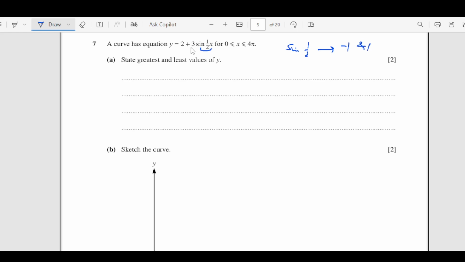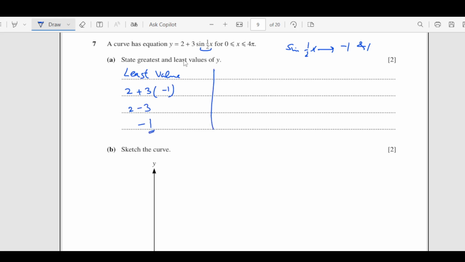So the least value of sine half x is -1 and the highest is 1. We can use this to find the least value. The least value of this function is 2 plus 3 into sine half x, which is -1 for the least value. So 2 minus 3, this is going to be -1. So this is one answer.